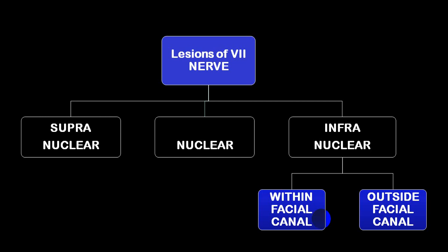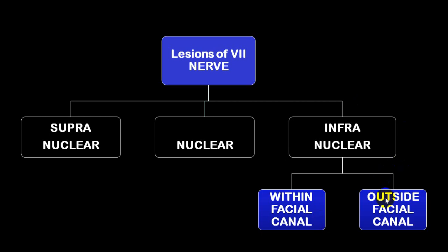Then we have the nerve to stapedius, and then the chorda tympani branch, which will be supplying the anterior two-thirds of the tongue, and secretomotor fibers to the salivary glands, that is the submandibular and sublingual salivary glands.